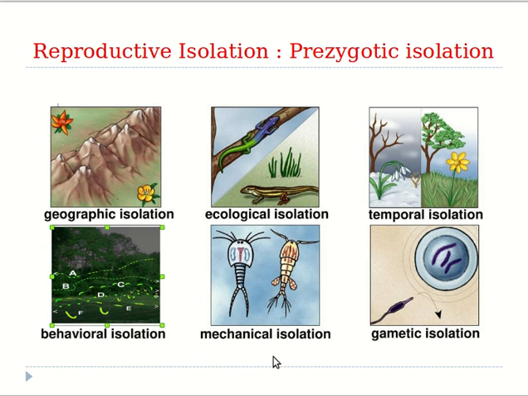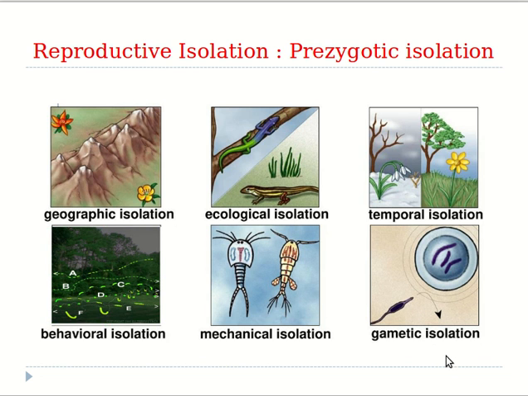Another is mechanical isolation. You can see the two different kinds, and here you have the example from the aquatic crustaceans. And here it is gametic isolation, or it is referred to as cytological isolation. So these are a few examples of prezygotic isolations. I hope it is clear.